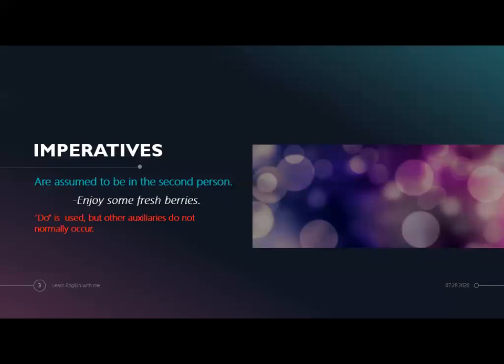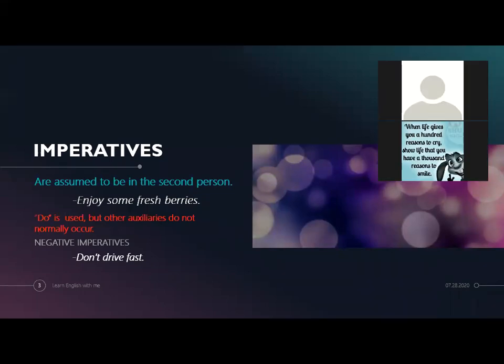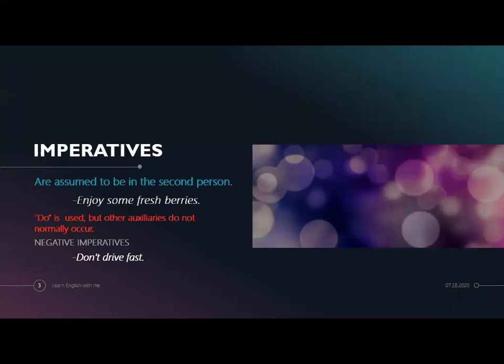Another important thing regarding imperatives is that do is used. The auxiliary do is used commonly with imperatives, but the other auxiliaries do not normally occur. It's practical, and do is also compulsorily used with negative imperatives. For example, don't drive fast. We need the auxiliary do to form the negative imperative. That's obvious. And remember that other auxiliaries apart from do are not used with imperatives. You can use do, for example, do enjoy some fresh berries, or you can skip that. It's not a big deal. But negative imperatives compulsorily need don't, I mean, do plus not.